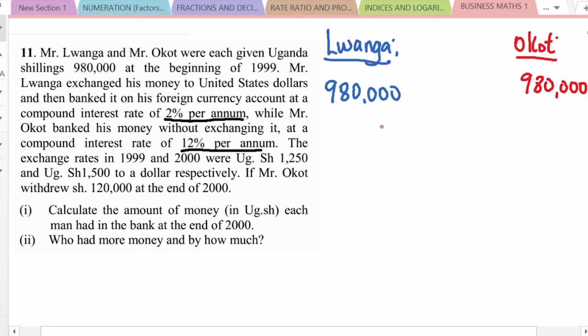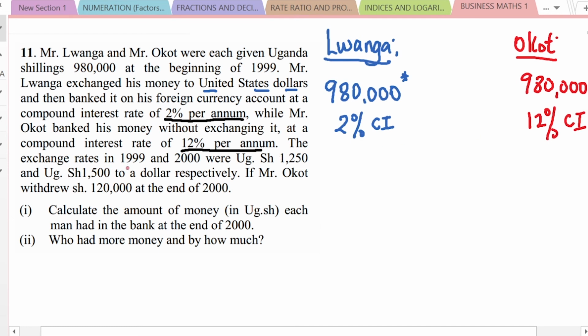Mr. Luanga exchanged his money to US dollars and then banked it on his foreign currency account at a compound interest of 2% per annum. So this is 2% compound interest after the money has been exchanged to US dollars. While Mr. Okot banked his money without exchanging it, for Mr. Okot it was 12% compound interest, per annum.